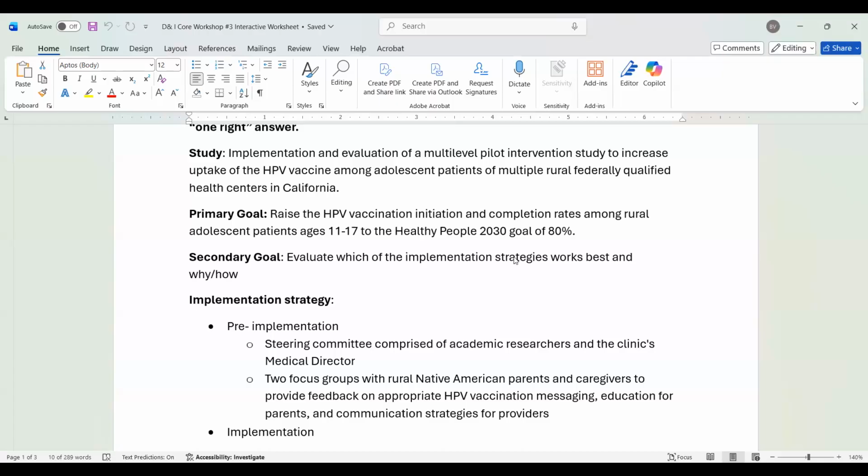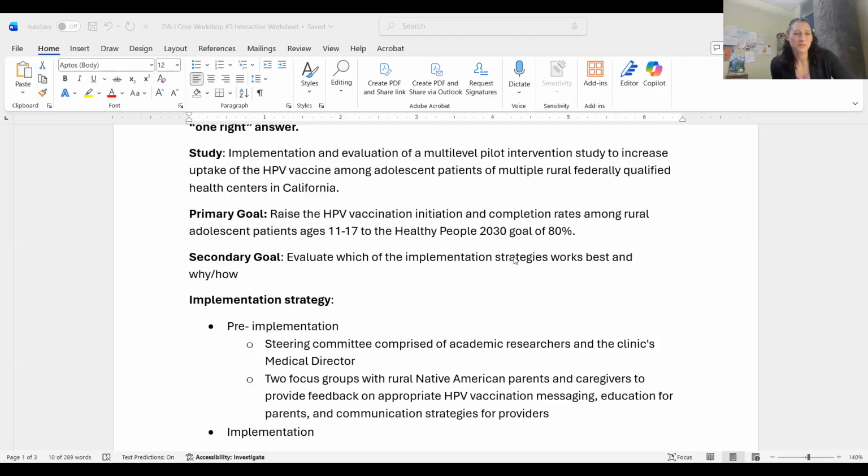I would say, well, it's definitely not a hybrid one. So I would probably say 2, because whilst they are going out to try and understand, to evaluate the strategies, which one gives the highest initiation and completion rates, there's also the element of evaluating the effectiveness of the implementation strategy itself. I know it's not one, so somewhere between 2 and 3.